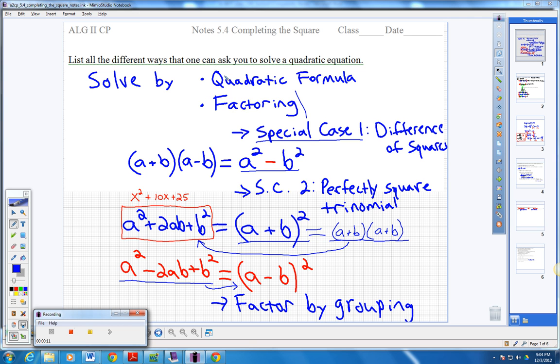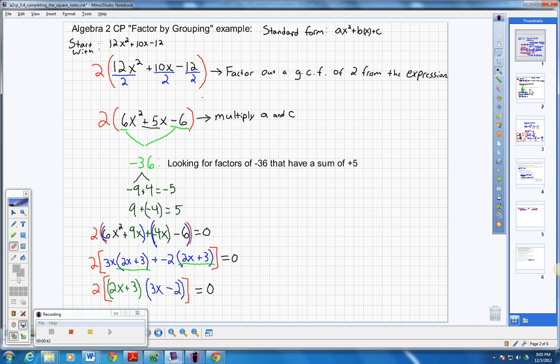Before that, I wanted to review where we've been. So I said list all the different ways that one can ask you to solve a quadratic equation. And I ended up not listing, as I ended up getting into some depth here. So we have quadratic formula, then we have factoring. I went through the special cases, which you could pause right now if you wanted to see those in more depth. We then discussed how to factor by grouping in a previous YouTube video.